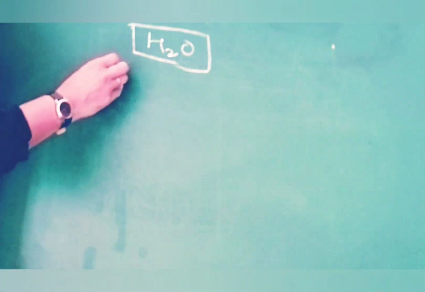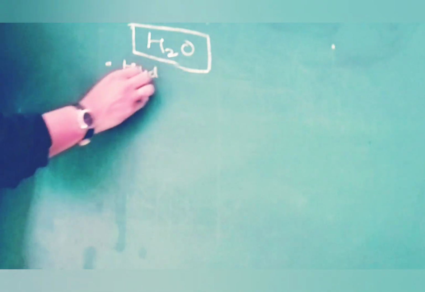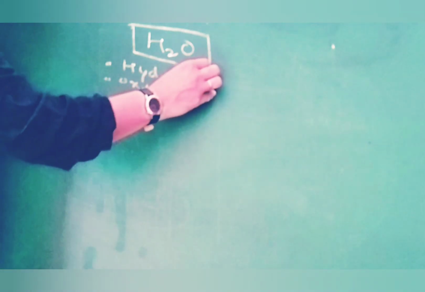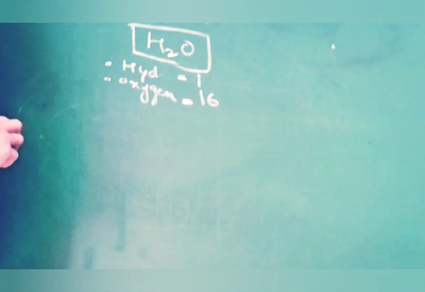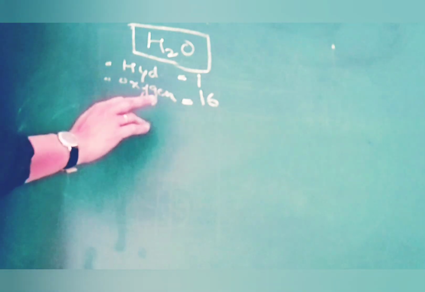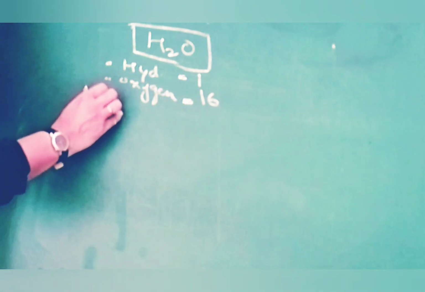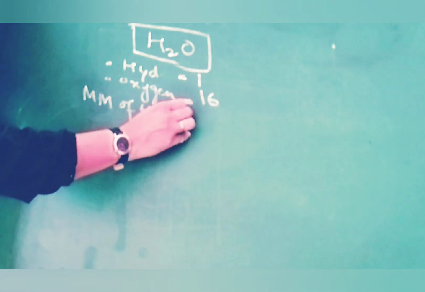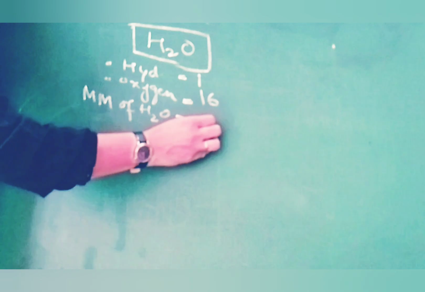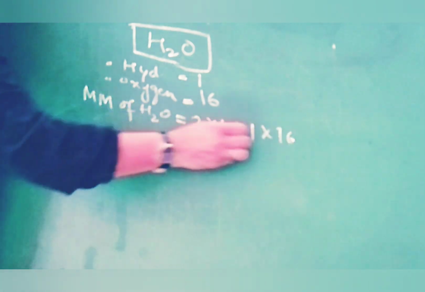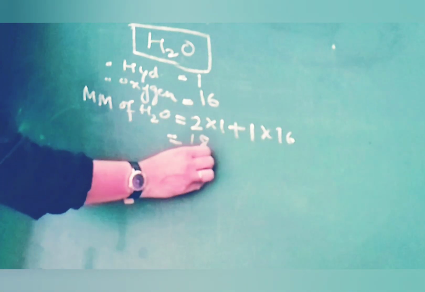To understand this, we'll take an example here. I am taking the water molecule. Water is made up of hydrogen as well as oxygen. Hydrogen has atomic mass 1, oxygen has atomic mass 16. Sorry, not atomic number, atomic mass. Atomic number is 8, atomic mass is 16. So first we will calculate the molecular mass of water. We have 2 hydrogen here, so 2 into 1, plus 1 oxygen, 1 into 16. So the molar mass will be 18 for the water molecule.